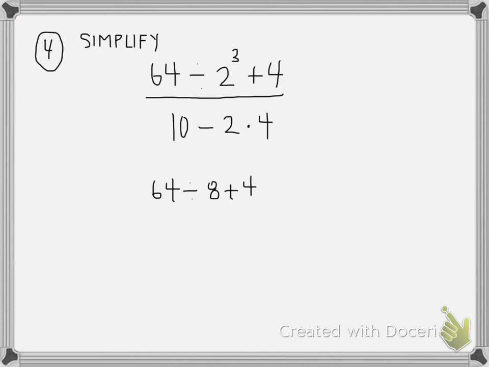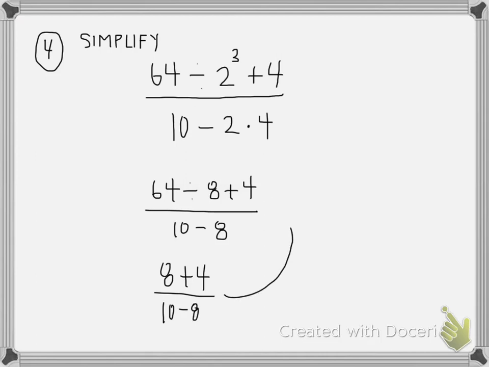plus a 4. In the denominator, the first thing I need to do is the 2 times 4. So 2 times 4 would be an 8. 64 divided by 8 will be an 8. Okay, now simplify the numerator again, so 8 plus 4 will be a 12. And 10 minus 8 will be a 2. 12 divided by 2 would be a 6.